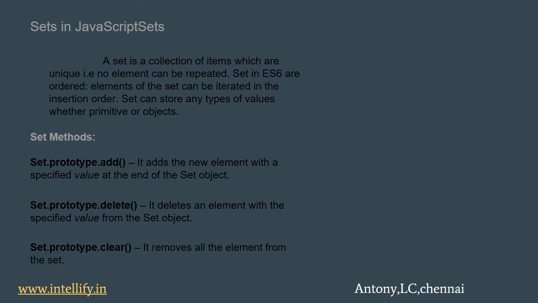A set is a collection of items which are unique, that is, no element can be repeated. Sets in ES6 are ordered. Elements of the set can be iterated in the insertion order. So a set can store any type of values, whether primitive or objects. There are different methods in sets.